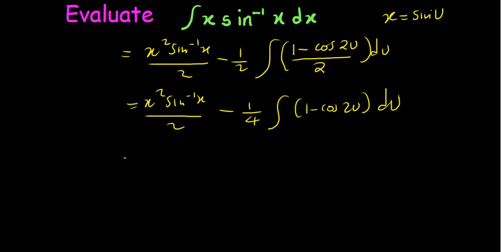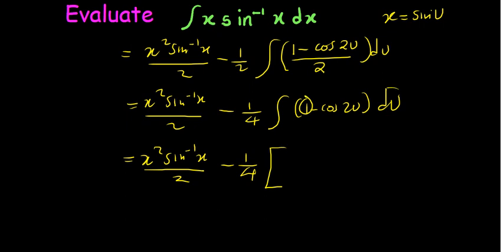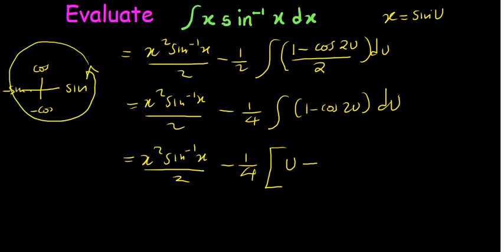From this level we can now integrate. So this is x squared sine inverse of x divided by 2 minus 1 over 4. The integral of 1 with respect to u will be 1u, which is simply u, minus the integral of cos. Just use the simple table which I drew earlier: the x-axis as sine, negative x as negative sine, y-axis as cosine, and then negative cosine. Going in this direction is differentiating, but taking the opposite direction is integrating.